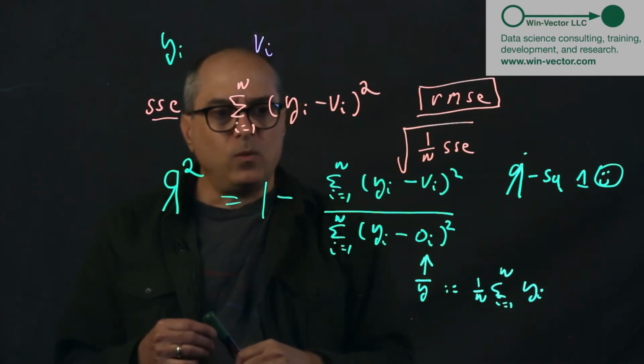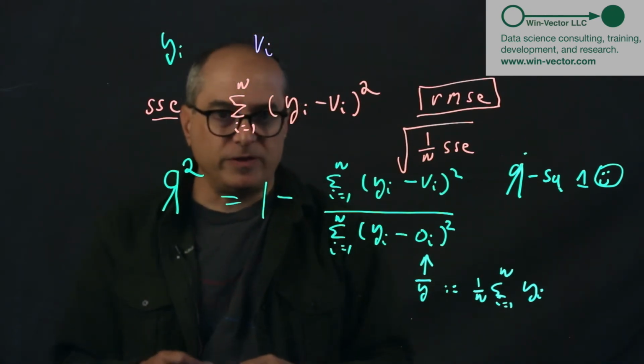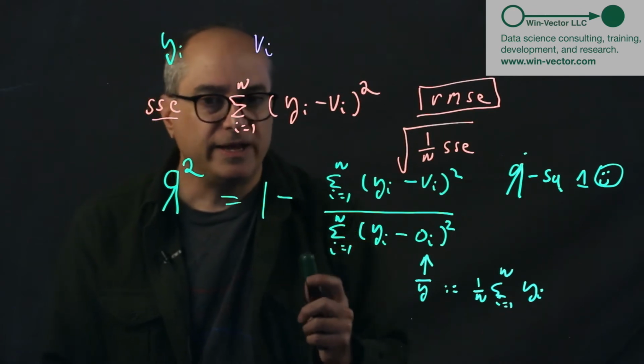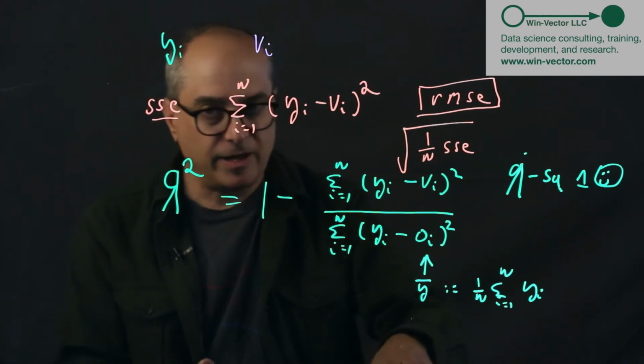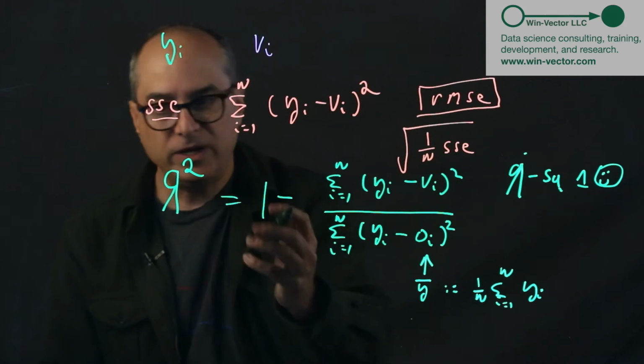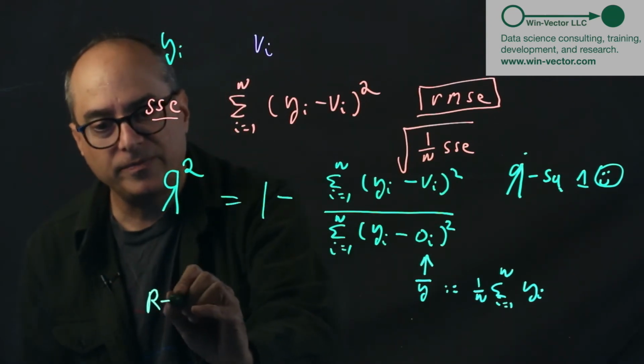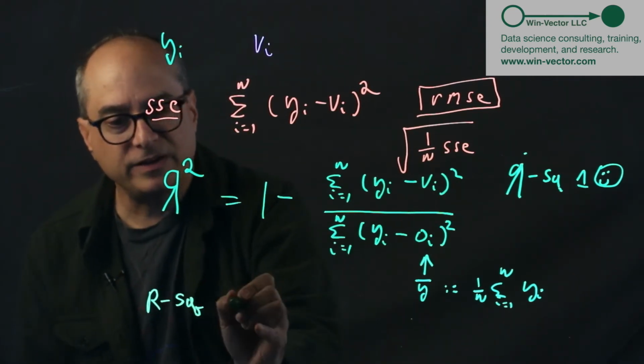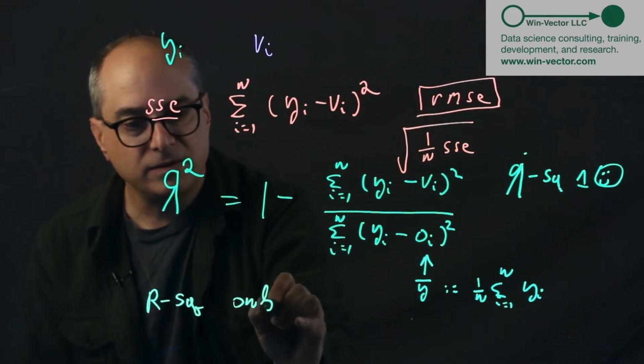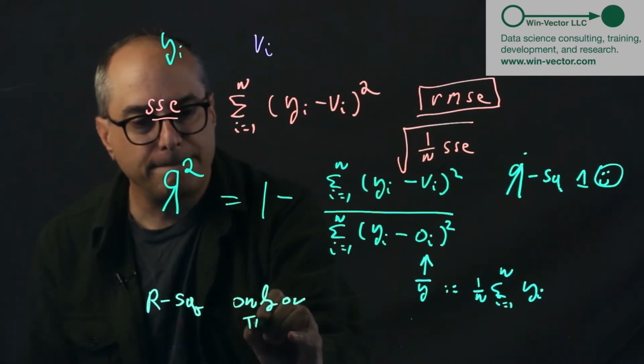Now, why are we talking about this with this stupid backwards R? It's basically for this reason: R squared in statistics is only on training data.